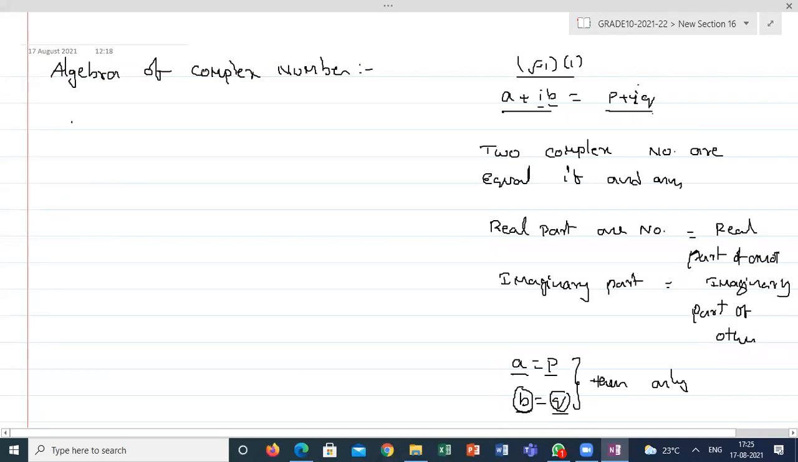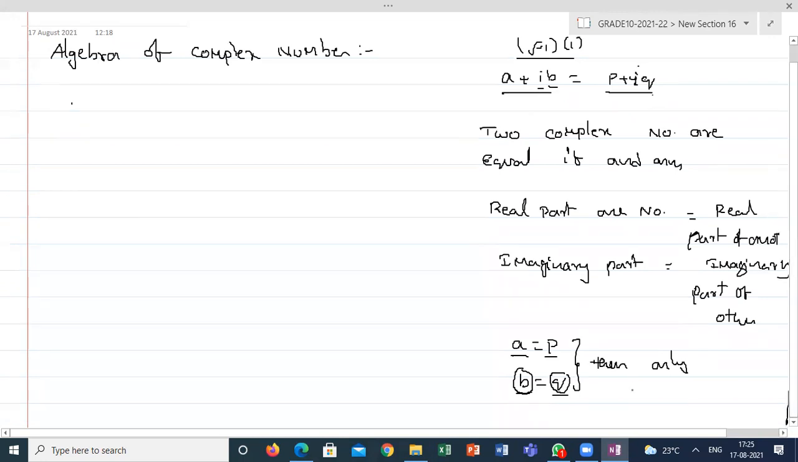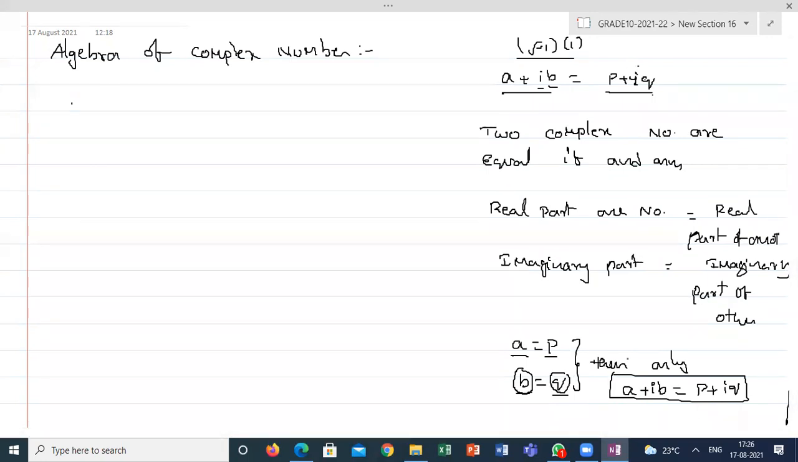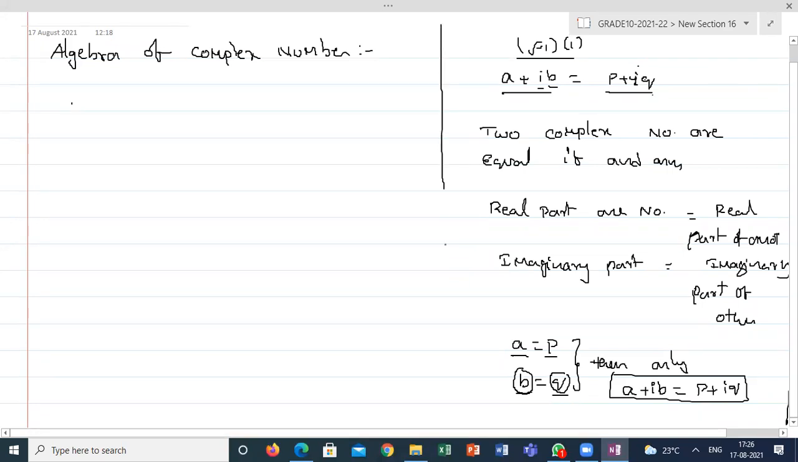So based on the general knowledge of the number system, we can explain that if a is equal to p and b is equal to q, then only I can say a plus ib is equal to p plus iq. Based on this, comparing two complex numbers, we may have some numericals to face. Is it clear, students? Understood? What is the meaning of equality of two complex numbers? Yes, sir.